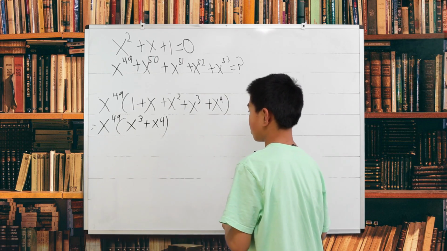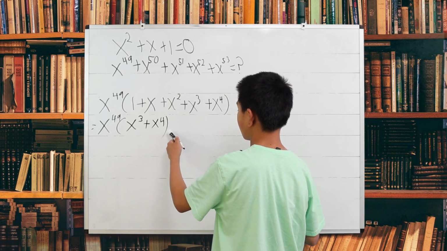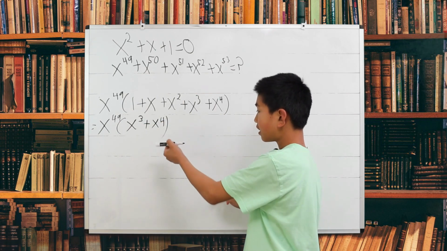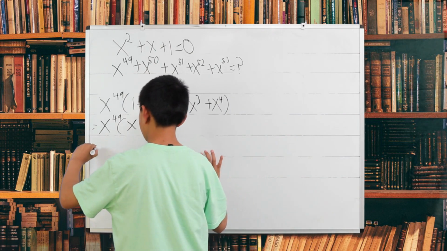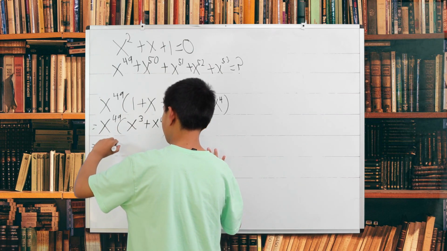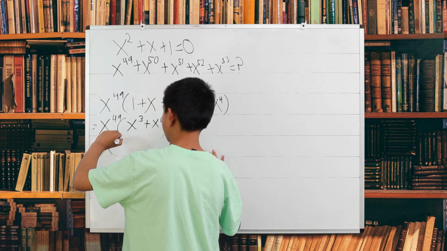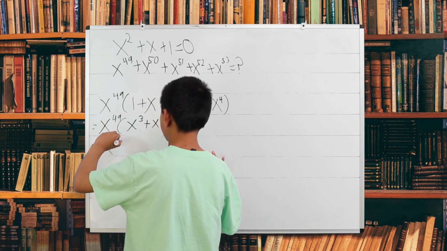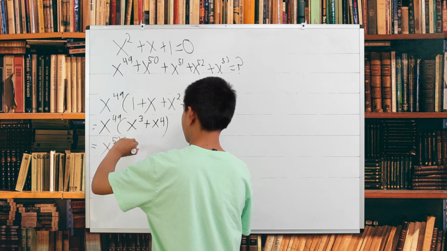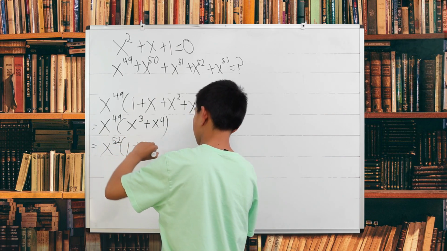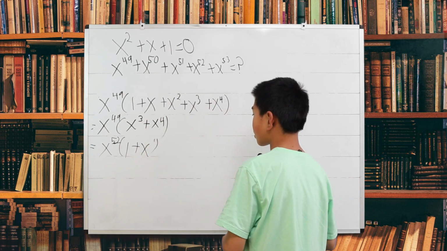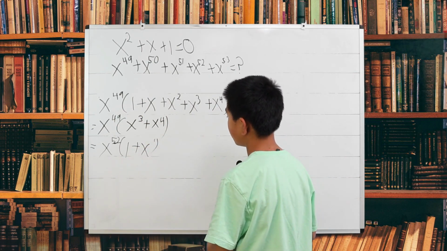We again see that both terms have a factor of x to the third power, so we can rewrite it again. This is not x to the 49, it's now x to the power of 52, times 1 plus x to the power of 1. Now we have this part of the equation.